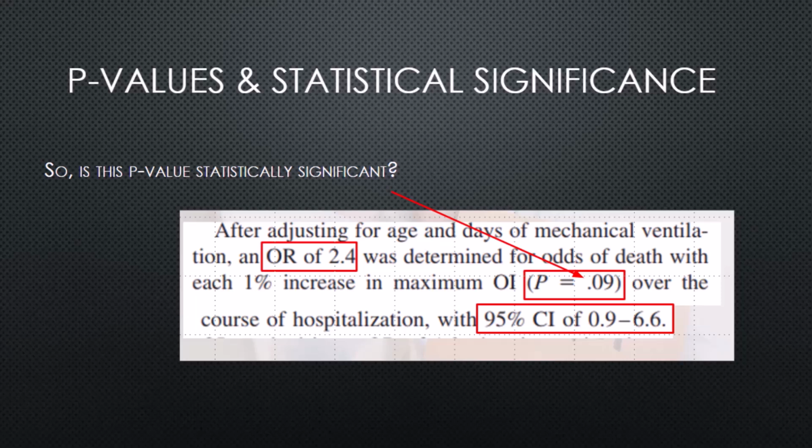So here's a quick practice. We're looking at an odds ratio of 2.4, with a given p-value of 0.09 and a confidence interval of 0.9 to 6.6. Looking at that p-value, is this result statistically significant? P is 0.09. Well, 0.09 is greater than 0.05. That means that this is not statistically significant. These results are statistically insignificant.